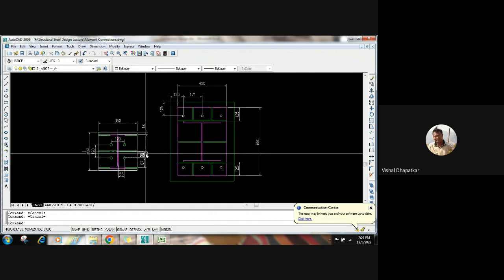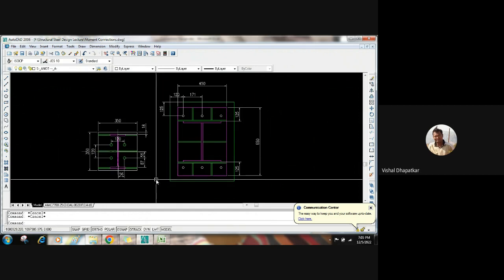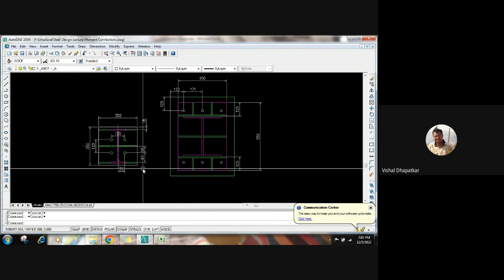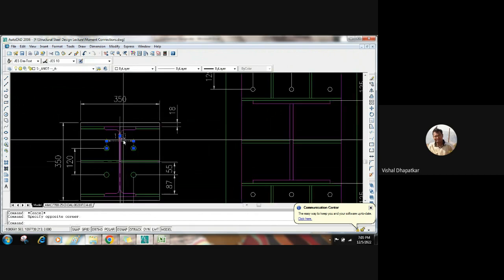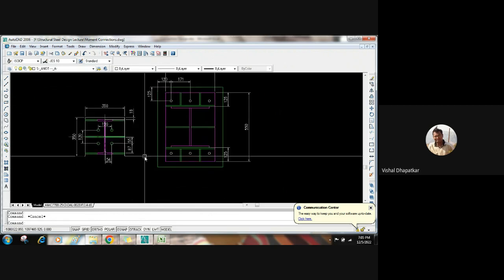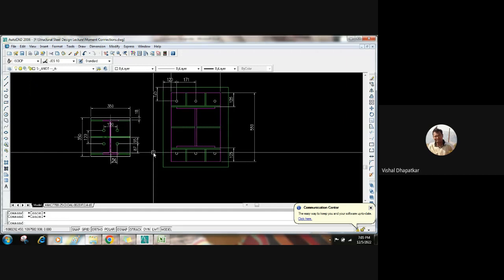You assign some support condition in STAAD analysis, right? So whatever assumptions we made in STAAD, we have to reflect in our drawings. For concrete, it can be easy, even if we consider some pin connection or release for the beams, we still provide some top reinforcement. But in case of steel, it's not possible. If we have considered pin connection, then we have to detail out the connection as per our assumptions.